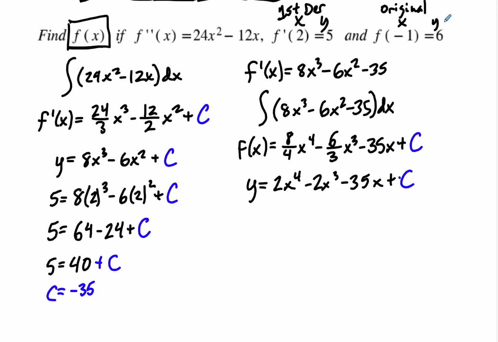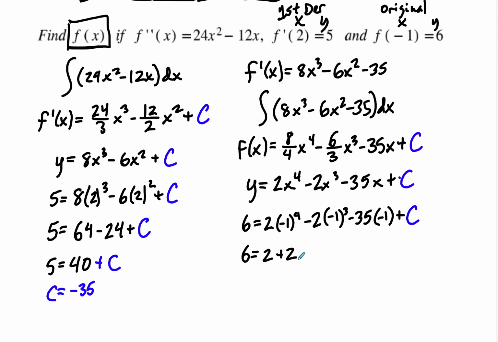So now input -1 for x and 6 for y. So let's go ahead and do that. So we've got 6 equals 2 times -1 to the 4th, minus 2 times -1 cubed, minus 35 times -1, plus c. Okay, keep doing a little simplifying here. -1 to the 4th power is just +1, so that's just 2. These two negatives are going to cancel each other out, so we've got 2 plus 2. And these two negatives also cancel each other out, so we've got 35 here plus c. A little more combining here, and we are done.